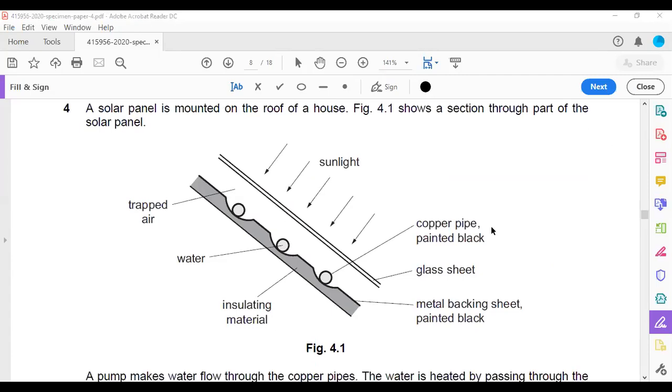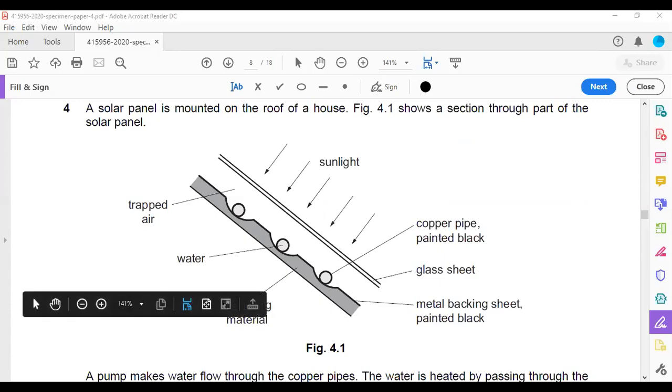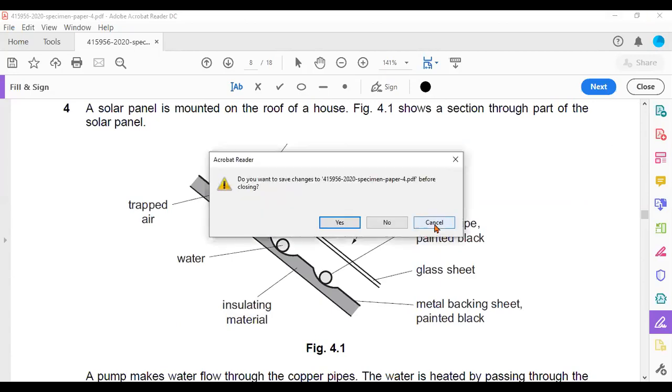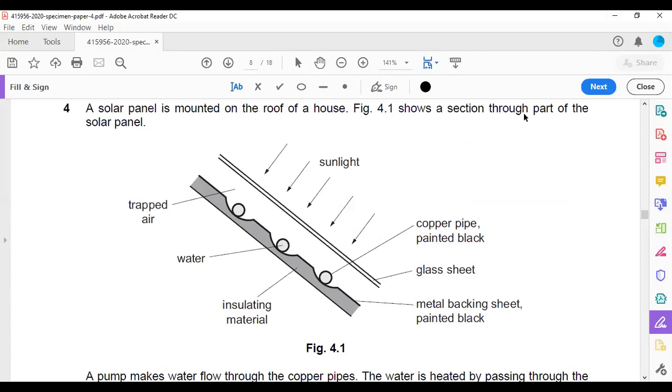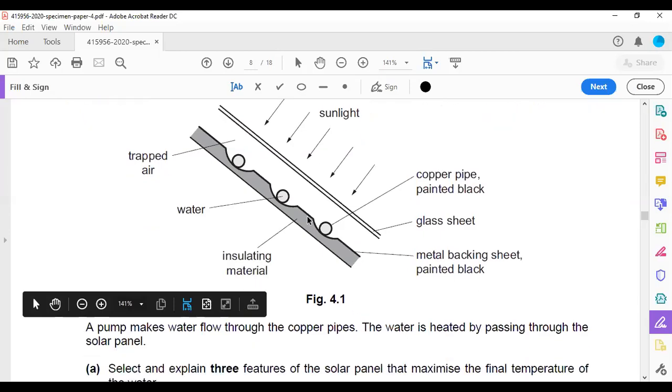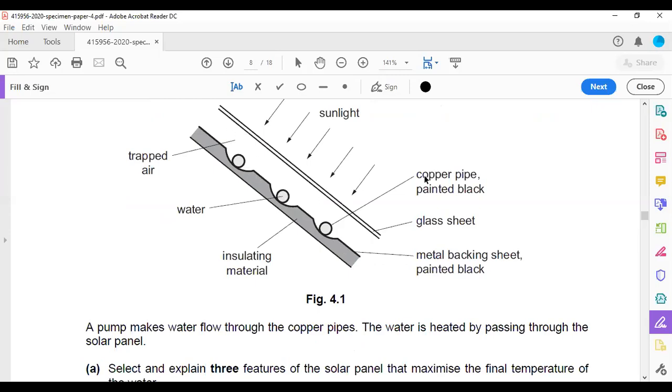So question 4 says a solar panel is mounted on the roof of a house. Figure 4.1 shows the section through the solar panel. So this is your sunlight coming. This is a glass sheet. This is a metal backing sheet painted black. This is the insulating material inside it. This is your water here, and this is trapped air. And this is the conductive pipe. So water will be flowing into the pipe, and it will heat up the water.